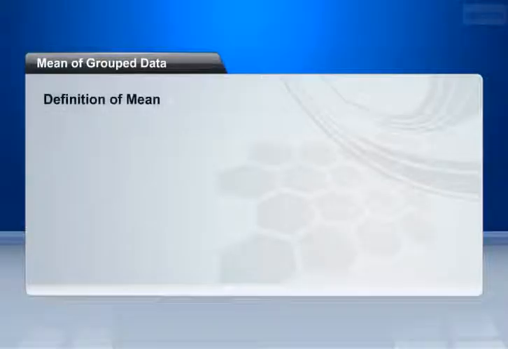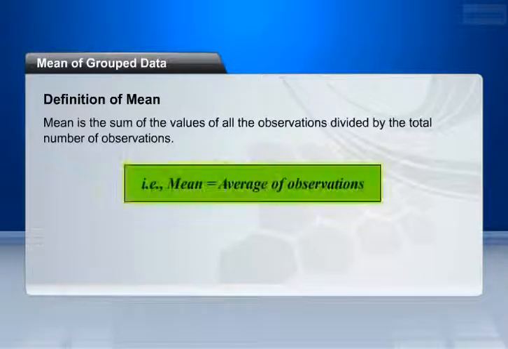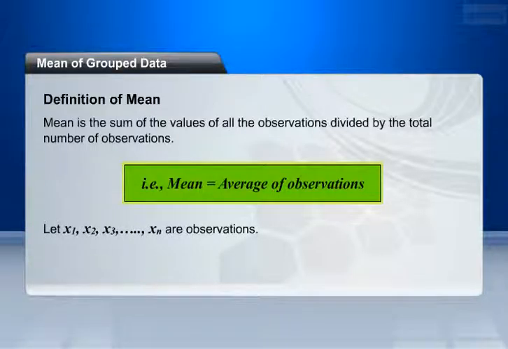Let us see the definition of mean. Mean is the sum of the values of all the observations, divided by the total number of observations. That is, mean equals average of observations. Let x1, x2, x3, and so on, xn, are observations with respective frequencies, f1, f2, f3, and so on, fn.